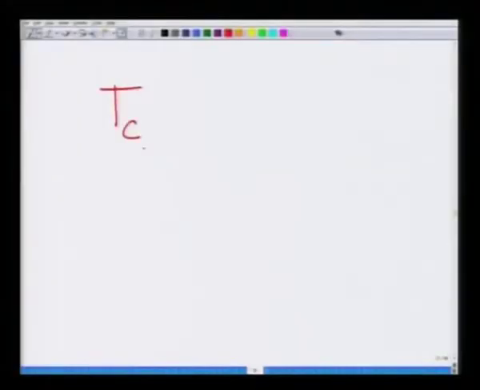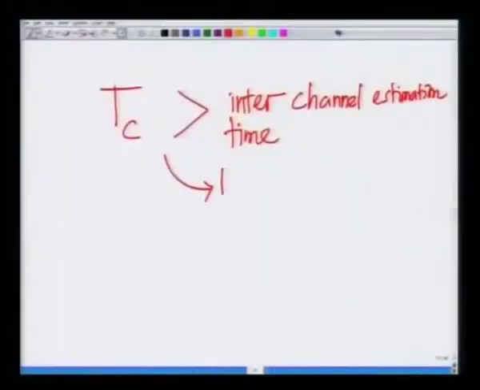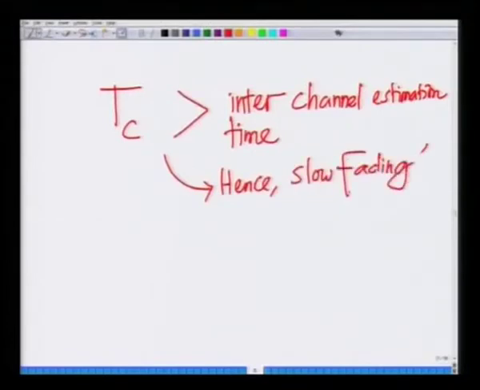Roughly speaking, if Tc, the coherence time, is greater than the time interval between two channel estimation procedures, then the channel is not changing during one channel estimation procedure. Hence, this is a slow fading channel.